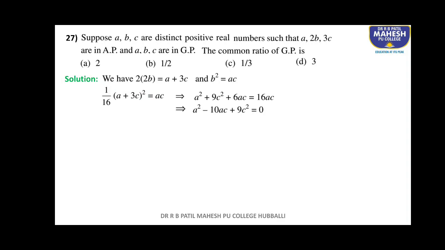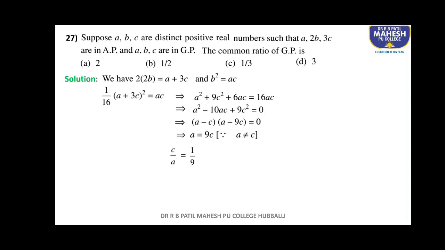Now we can write it as (a minus c) into (a minus 9c) is equal to 0. Here we have to take a is equal to 9c, because a minus 9c is equal to 0, since a minus c should not be equal to 0, because a is not equal to c. Therefore we take a is equal to 9c.